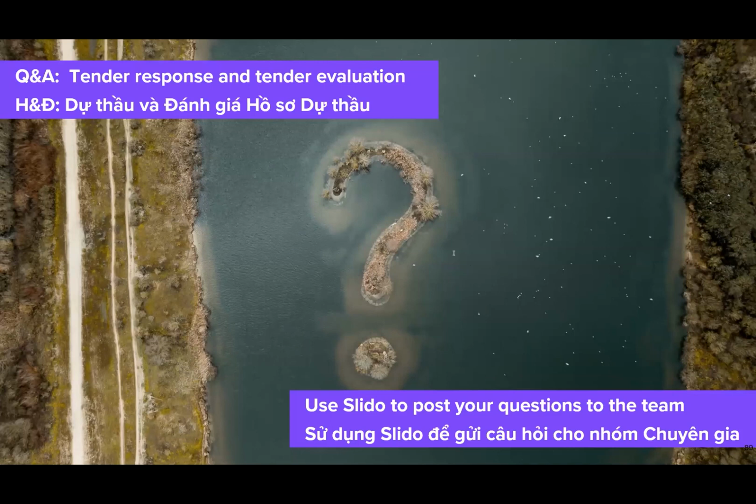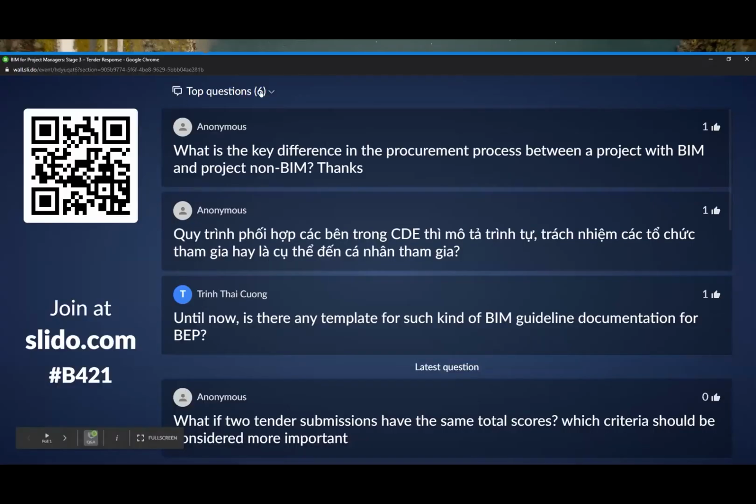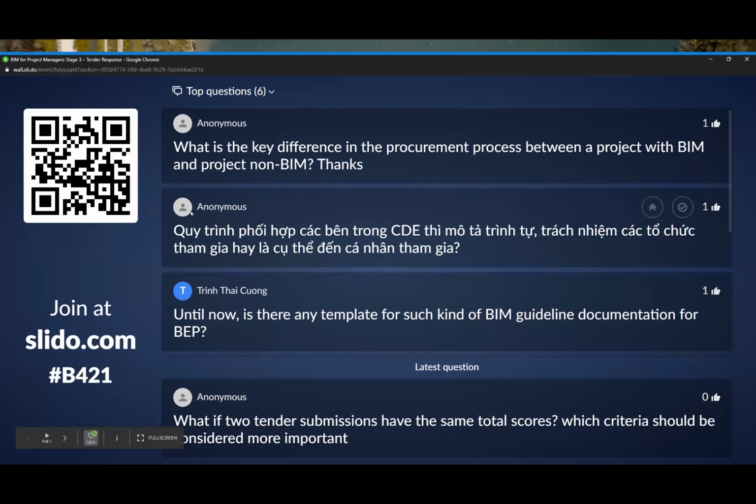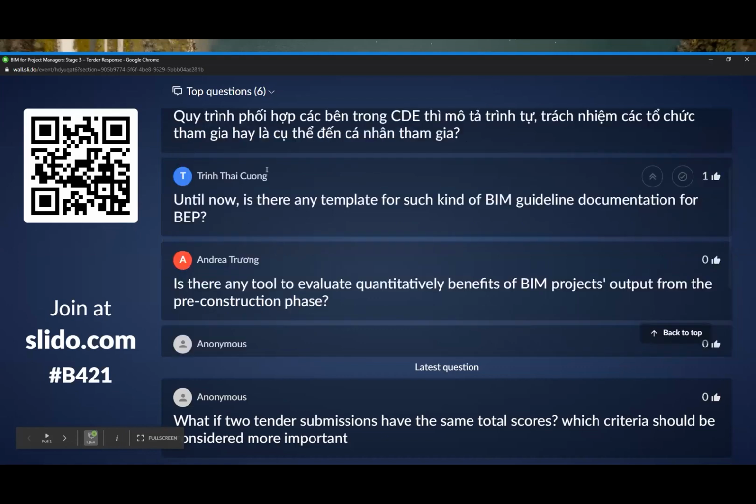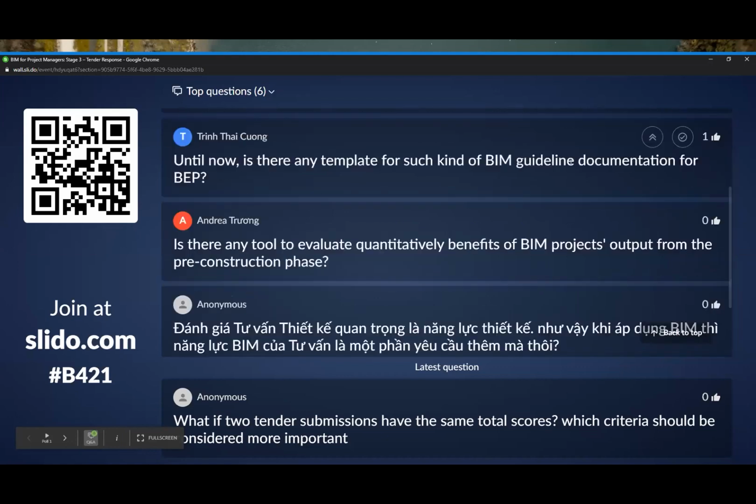So these are some of the questions I think have been posted. Yes, a template for the BIM execution plan and guidance. We're in the process of developing those with BIM and the team. So hopefully we can publish those in the next few weeks. I hope.